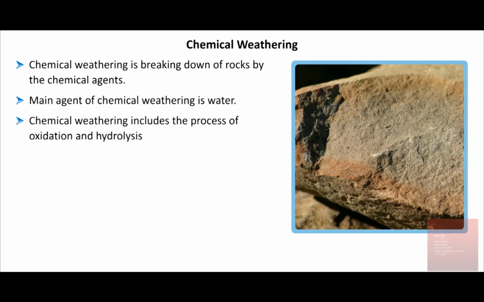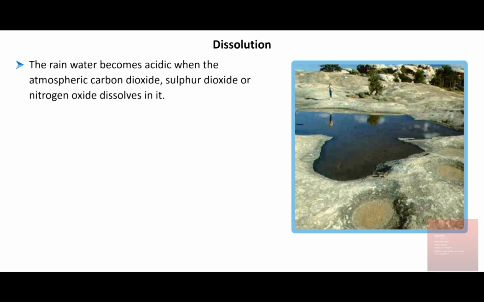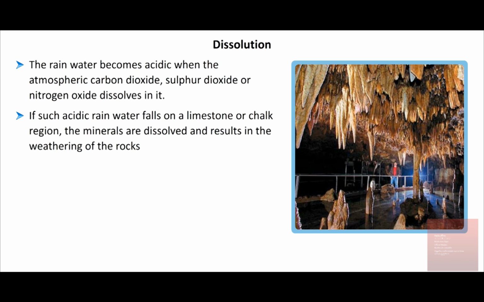Chemical weathering includes the processes of oxidation and hydrolysis. The rainwater becomes acidic when the atmospheric carbon dioxide, sulfur dioxide or nitrogen oxide dissolves in it. If such acidic rainwater falls on a limestone or chalk region, the minerals are dissolved and results in the weathering of the rocks. This type of weathering is known as dissolution.